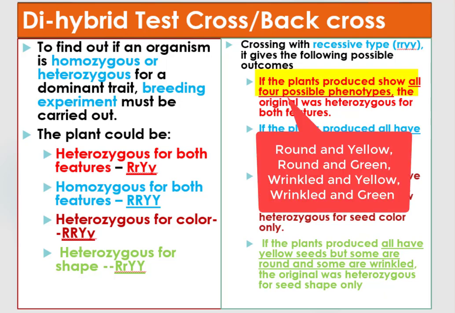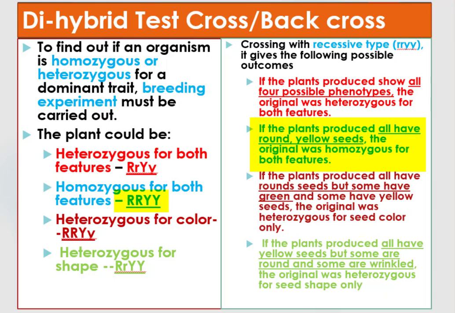If the plants produced show all four possible phenotypes, the original was heterozygous for both features. If the plants produced all have round, yellow seeds, the original was homozygous for both features. If the plants produced all have round seeds, but some have green and some have yellow seeds, the original was heterozygous for seed color only. If the plants produced all have yellow seeds, but some are round and some are wrinkled, the original was heterozygous for seed shape only.